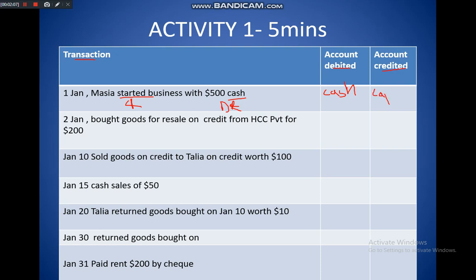I think this one is easy. Why are we crediting capital? Because capital is the giver. Okay, I think you can do the rest of this exercise. Maybe let me just do this one for you.